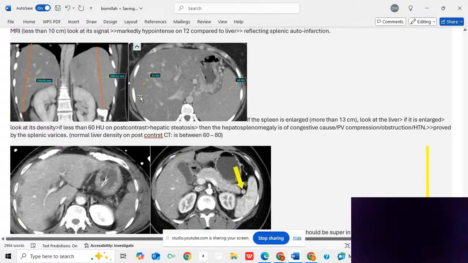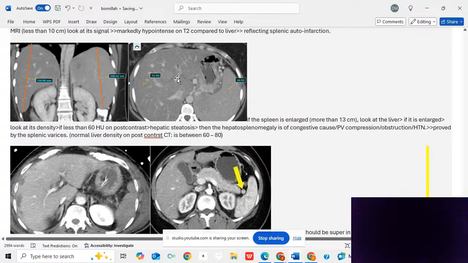So here the liver density, I've checked the liver density here, it's 50. Okay, it's 53 Hounsfield unit. This liver is hypodense. So what to do? This is hepatic steatosis. So hepatic steatosis with hepatomegaly and splenomegaly is most likely to be due to venous congestion, okay? Maybe due to portal vein compression, obstruction, hypertension.